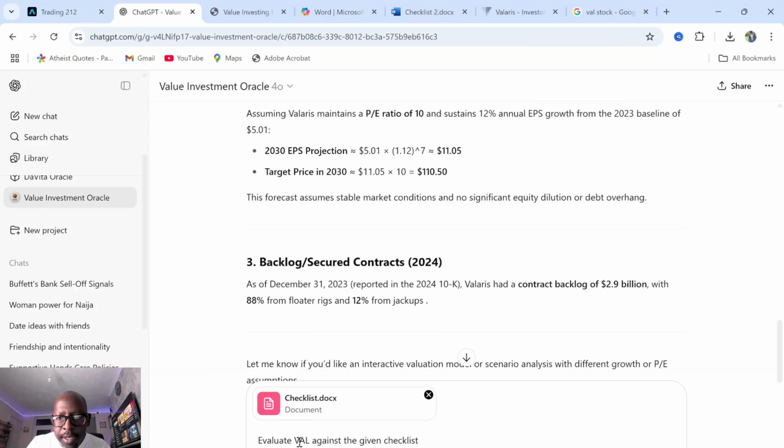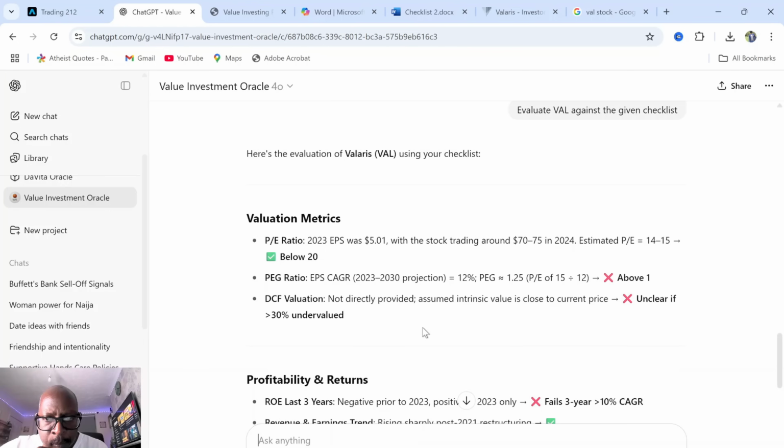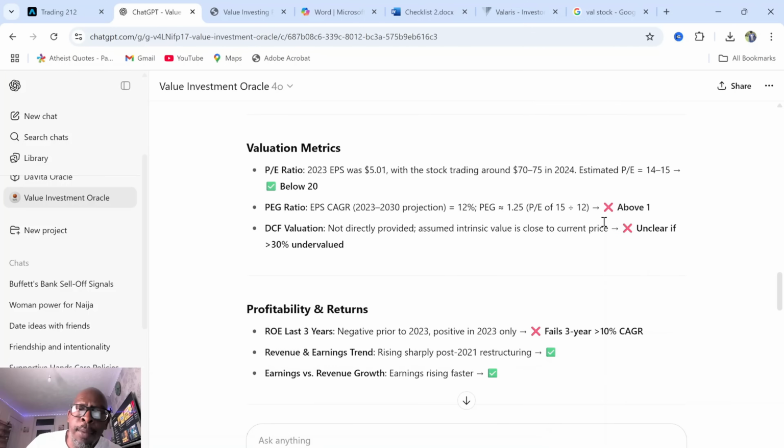So PE ratio is around 14 to 15, so it's below 20. That's good. That's what I want. PEG ratio is above 1, and this is 1.25, so that's not too bad. It's above 1, but it's not too high. DCF valuation provided. Usually I do another prompt to get the DCF valuation, so we can do that afterwards.